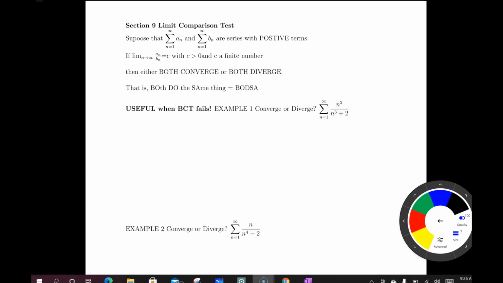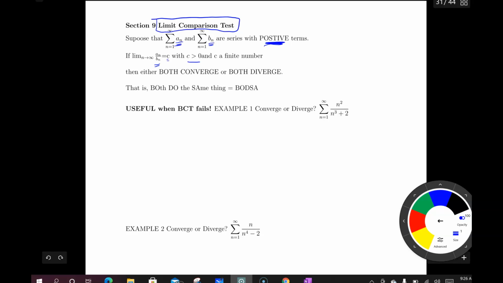Now we're on to the other comparison test. This is called the limit comparison test. First off, both of the two series that I'm doing the comparison test with have to be positive. So both positive, no negatives in there. What we're going to do is take the ratio. We're going to take the limit as n goes to infinity of one of them divided by the other one. And then I'm going to get a number out of that, a number c.